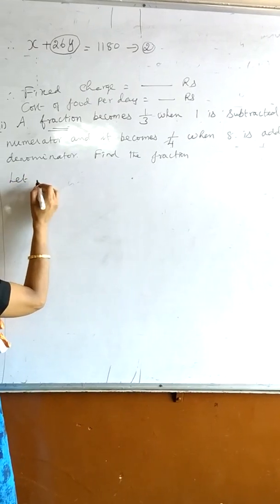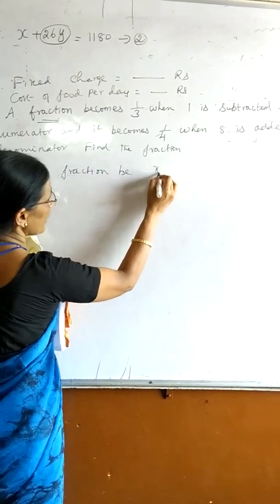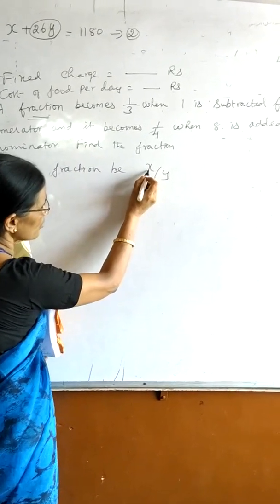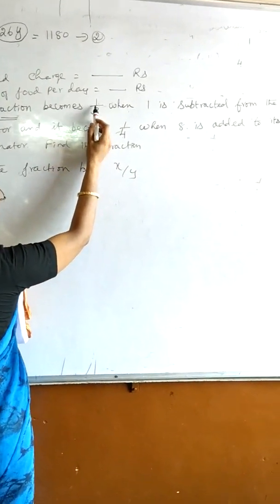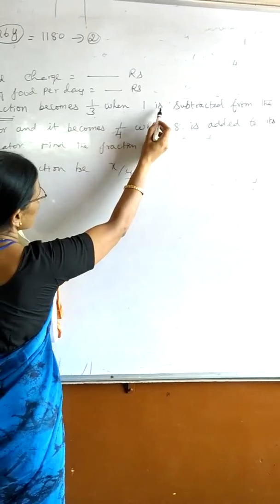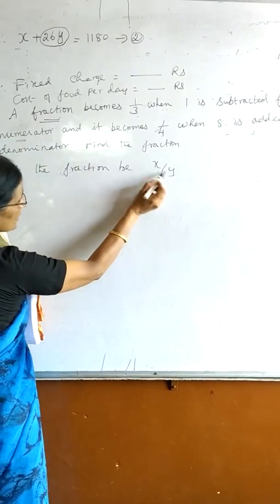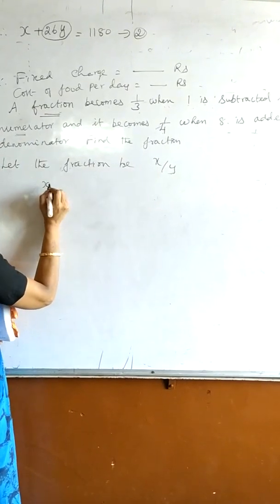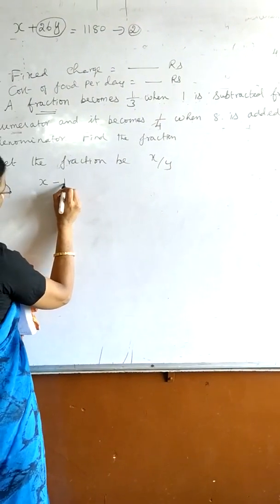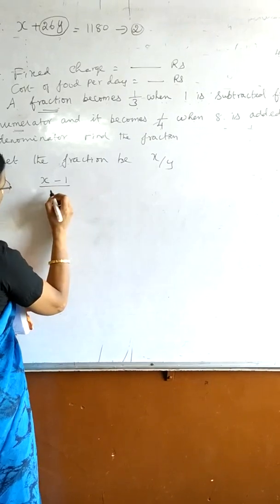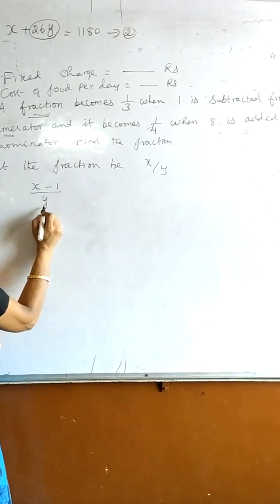So we know how to take a fraction. Let the fraction be x upon y, where x is the numerator and y is the denominator. What is the change done? The fraction becomes 1 upon 3 when 1 is subtracted from the numerator. Only the numerator is mentioned. Out of this, which is the numerator? X. From the numerator, what is subtracted? 1 is subtracted. Subtraction means minus. 1 is subtracted from the numerator. Denominator is not mentioned in the first part. Therefore, y remains, the denominator remains the same.